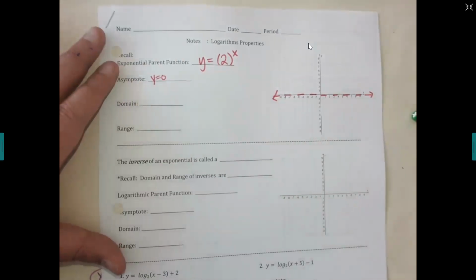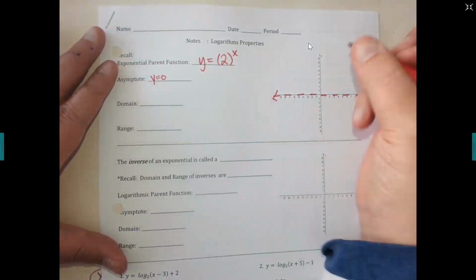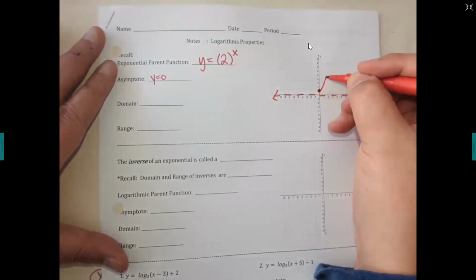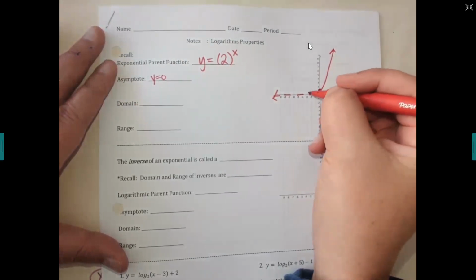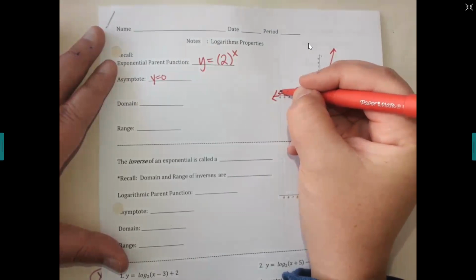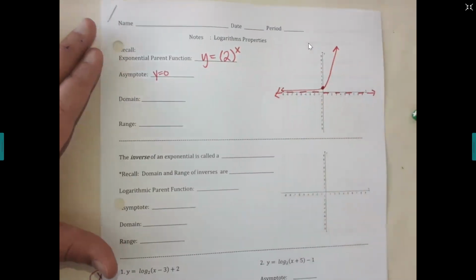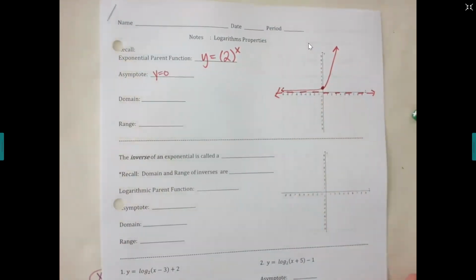And then remember that since you can't touch 0, this parent graph can't go through the origin. So do you remember it hits one box above the origin? So it's going to hit right here. And then your growth graph is going to get bigger as you go to the right, and then it's going to kind of flatten out as you go to the left. Okay, that's your exponential growth parent graph.